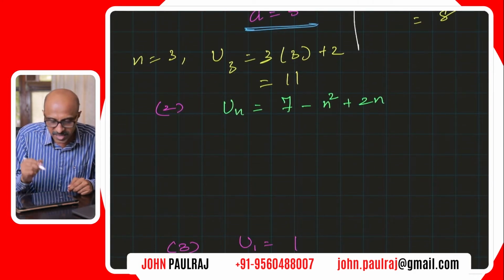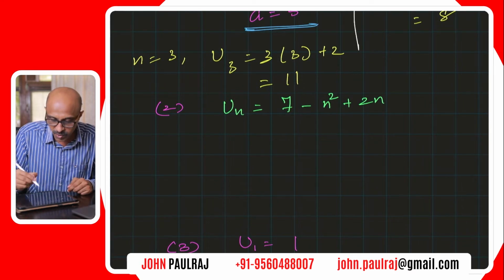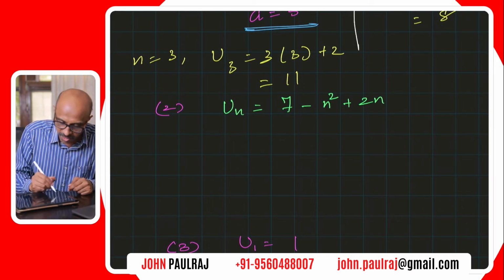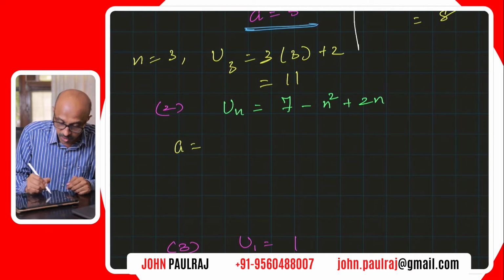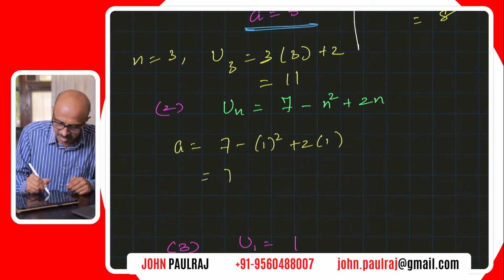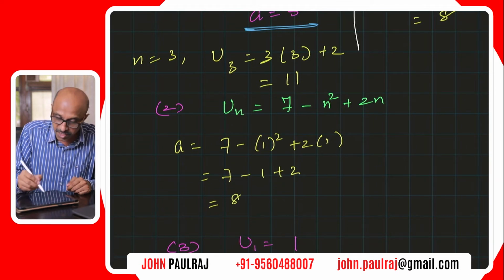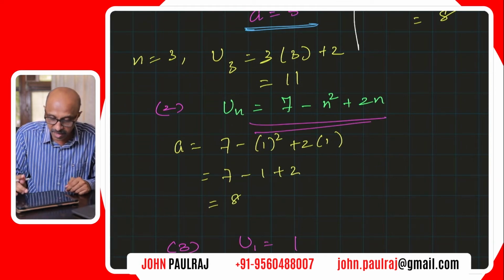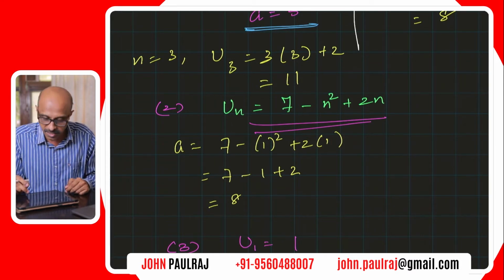Here, u_n is given as 7 minus n squared plus 2n. In the same way, I'm going to use a, the first term, which is the same thing as u_1, as we said. n is equal to 1. That's going to be 7 minus 1 squared plus 2 times 1. That's 7 minus 1 plus 2. That's 9 minus 1, which is 8. The first term of this sequence, defined by 7 minus n squared plus 2n, is equal to 8.